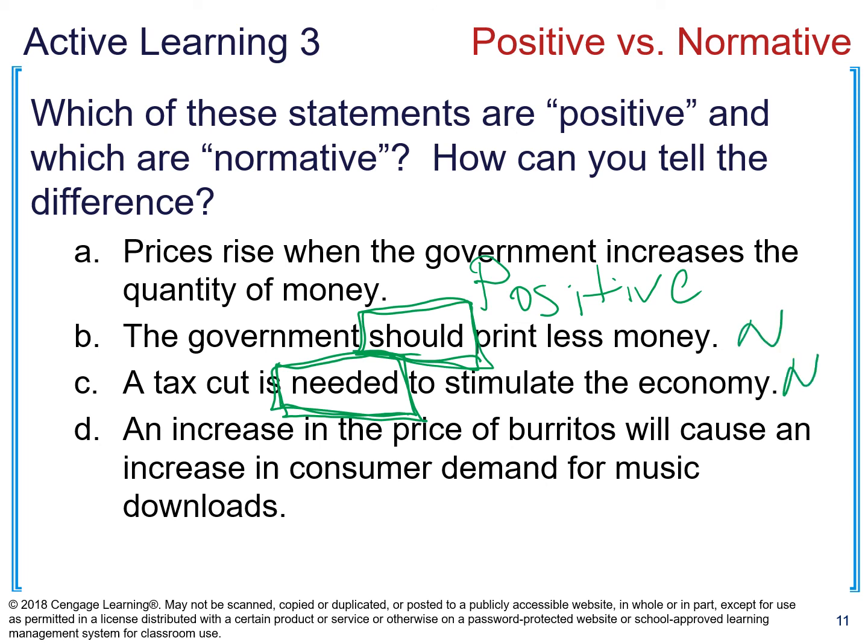And the last one: an increase in the price of burritos will cause an increase in the consumer demand for music downloads. I have no clue how the price of burritos relates to the demand for music downloads. I guess if the price of burritos is too high, we're not going to buy burritos, we're just going to listen to music, and we're going to go hungry, and maybe healthy or something like that. Anyway, this is a positive statement, because they just describe the situation.